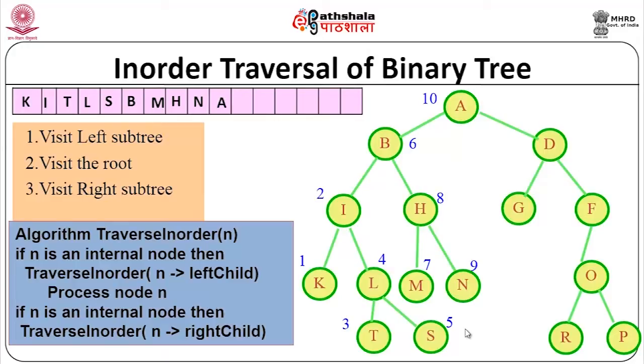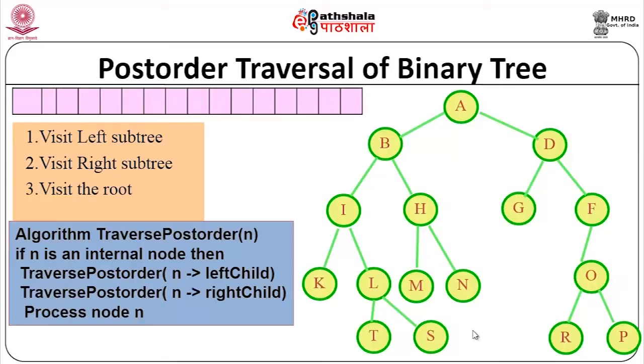So, I have to process A, then the right subtree, which is rooted at D, for which I have to process G first. So, I do that, then I process D. Then I have to process the right subtree of D, which is F, for which I have to process the left subtree of F first, which is rooted at O, for which I have to process its left subtree, which is R. So, I process R, process the root, process the right subtree. Now, I have finished the left subtree of F. So, I process its root and I am finished. Now, this is inorder traversal.